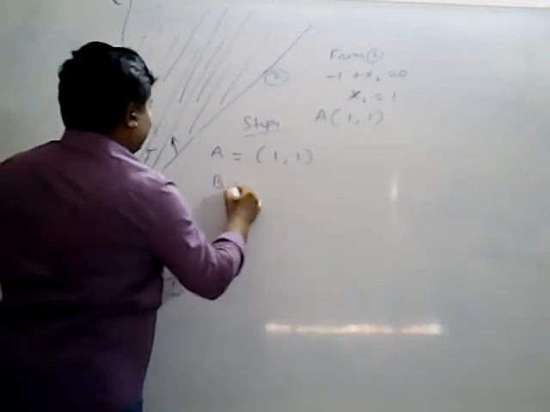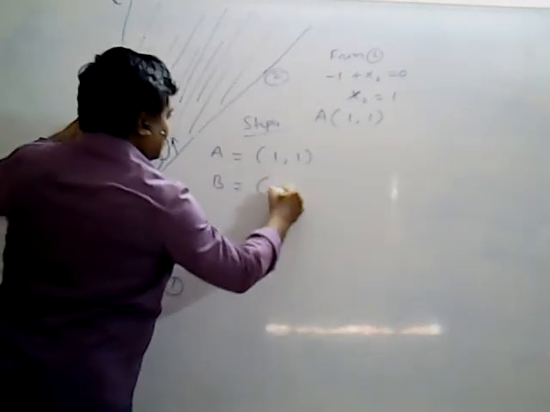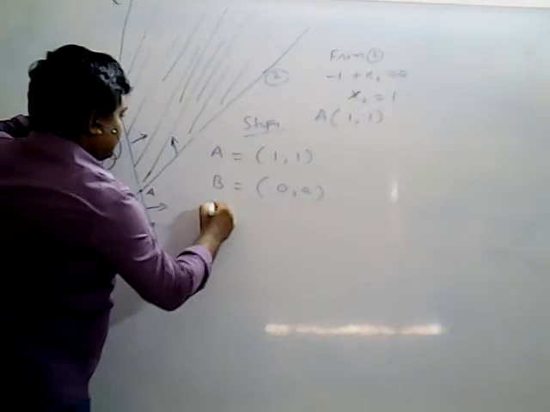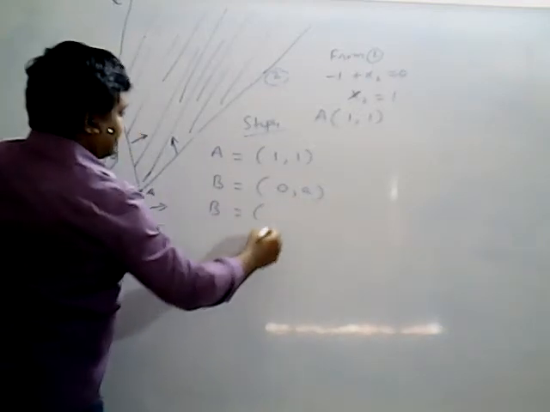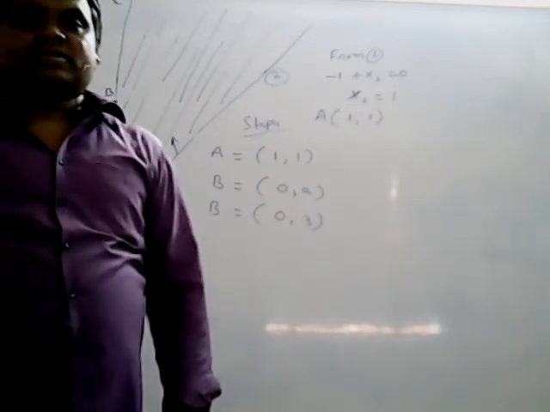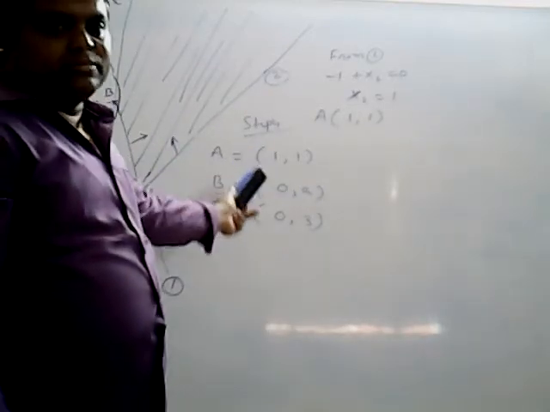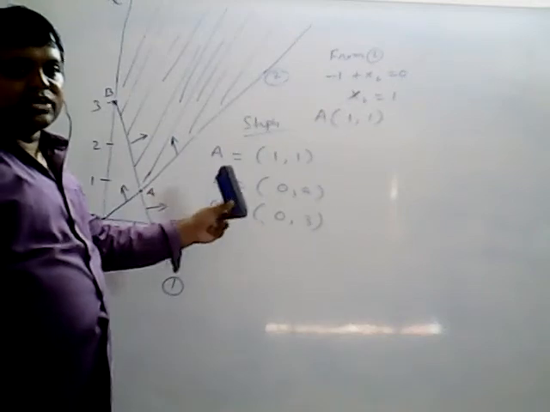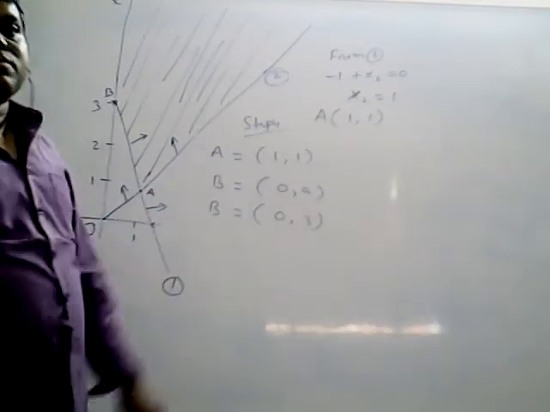Next, B is the y-axis point, so obviously 0 comma A. B equals 0 comma what is this value? 0 comma 3. Now step number 4 is completed because you are saying AB is the feasible region. So I have identified the corner point A and corner point B.